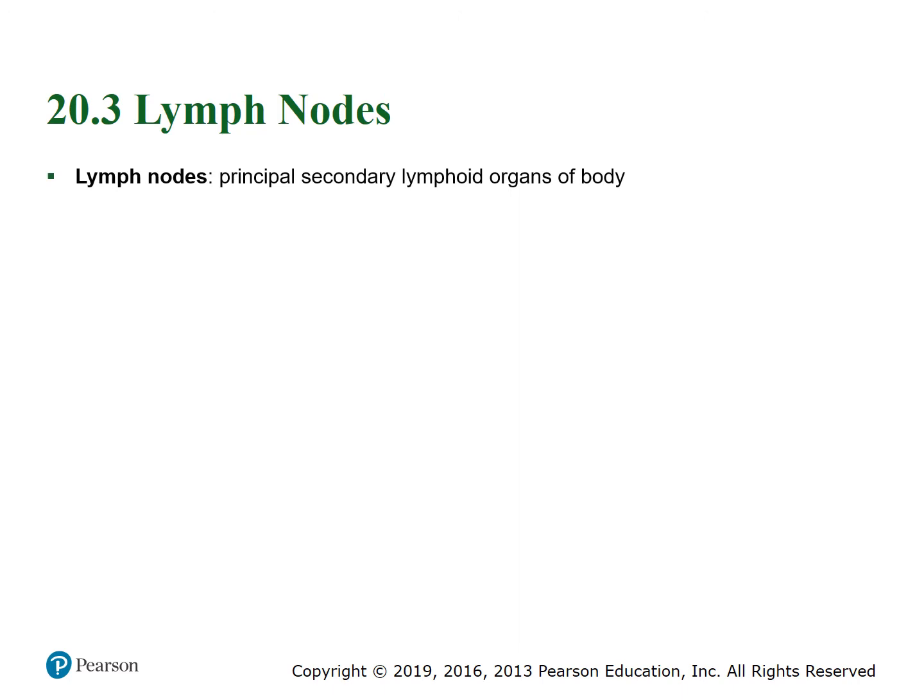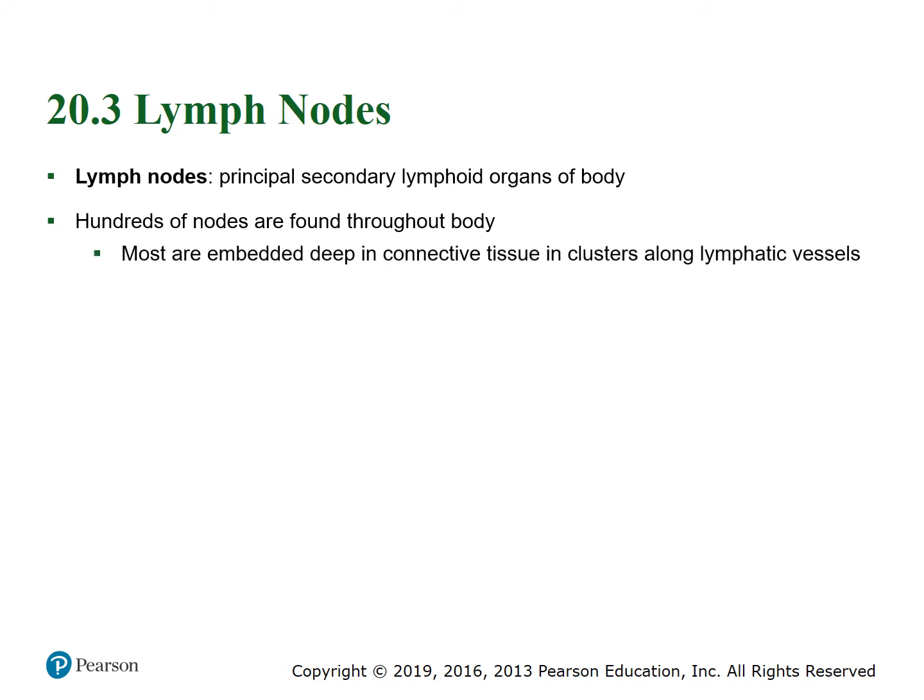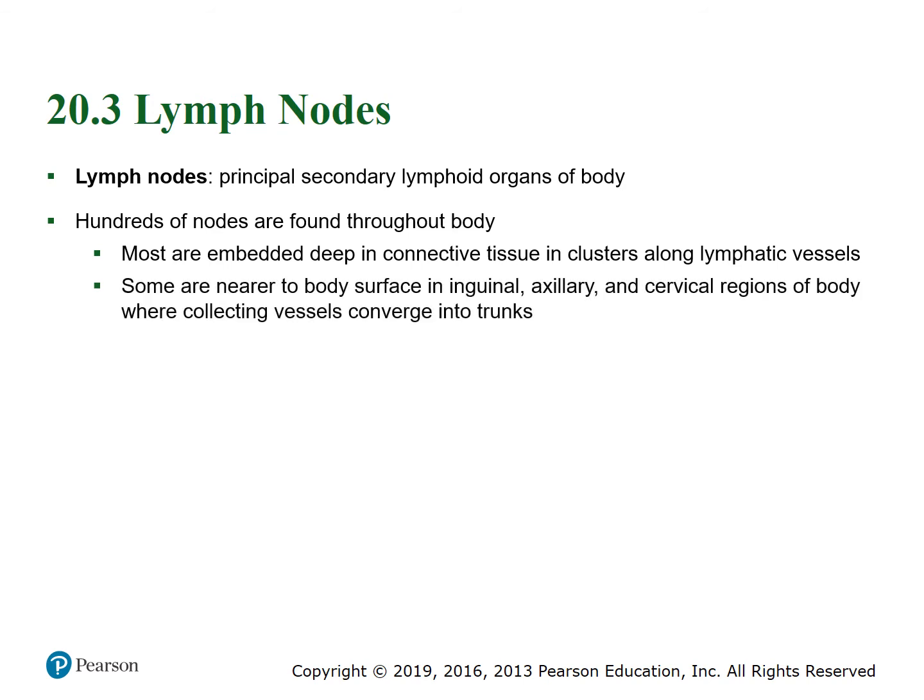The lymph nodes are the principal secondary lymphoid organs of the body. They're a whole lot smaller than the other organs, but there's a whole lot more of them. You'll find hundreds of them throughout the body. Most of them are in connective tissue alongside lymphatic vessels. Some of them are nearer to the body surface, and these are the ones where you can actually detect swelling. So in the inguinal region, the axillary and cervical regions of the body, and this usually happens where collecting vessels converge into trunks. If you've ever put your fingers up under your jawline and felt the swelling of the lymph nodes, these are the ones in the cervical regions. And you may have noticed that you can occasionally feel them in your armpits in the axillary region as well.